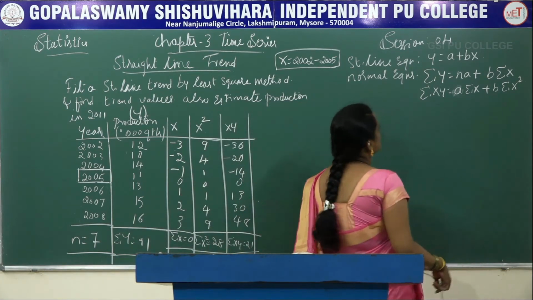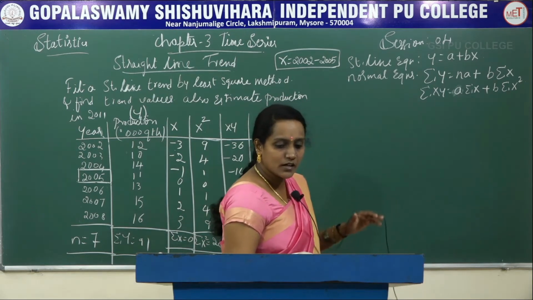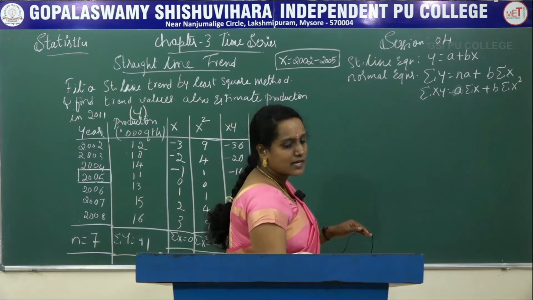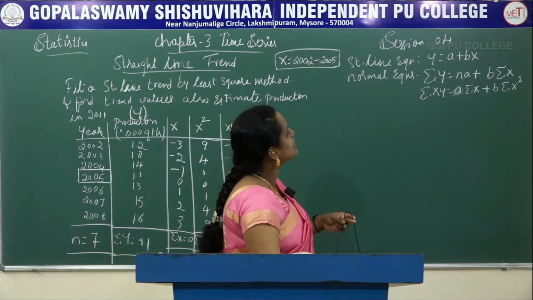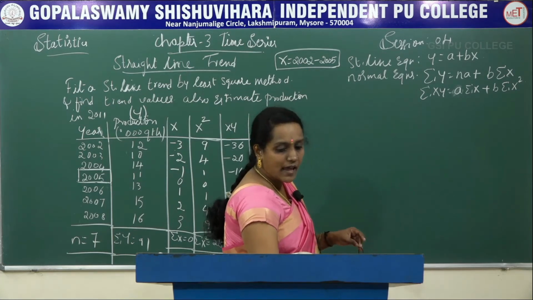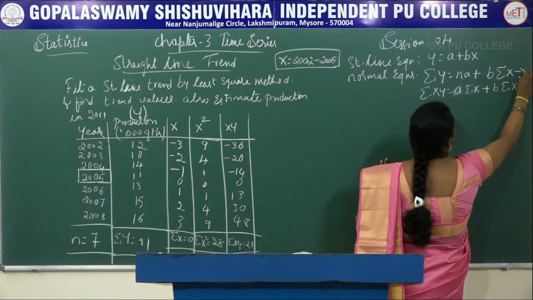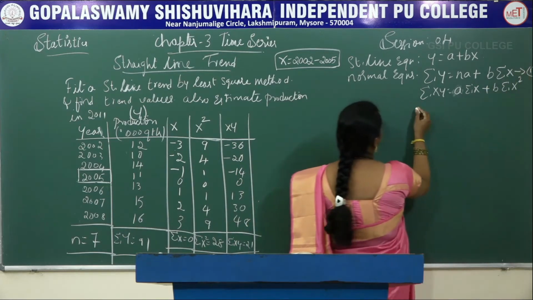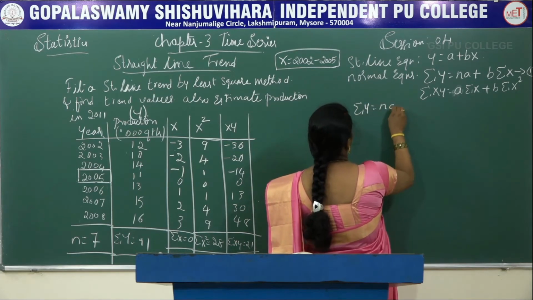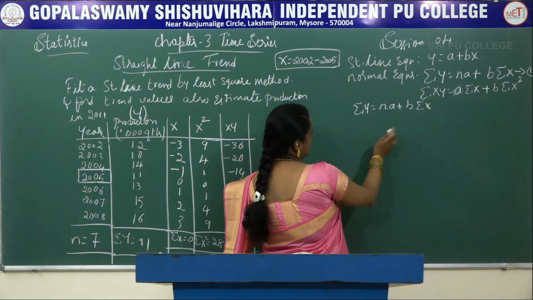You see the normal equations here. Summation y is equal to na plus b summation x, and summation xy is equal to a summation x plus b summation x square. To find the a value, we will consider equation 1, that is summation y is equal to na plus b summation x. We will take this equation.